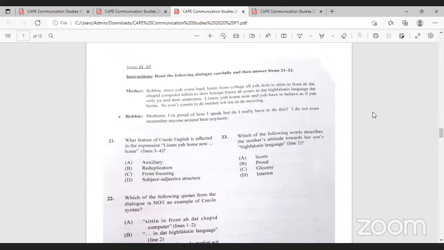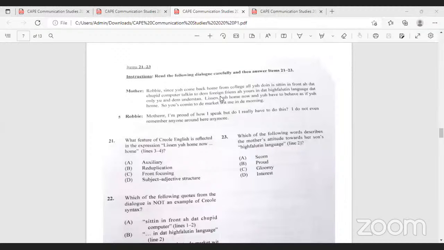Right? 21 asks, what feature of Creole English is reflected in the expression, listen, you're home now? Listen, you're home now, and you have to behave as if you're at home. What feature of Creole English is reflected in that expression? Auxiliary, reduplication, front focusing, or subject, adjective. So the whole sentence, that's what they're asking. Let's say A, auxiliary.